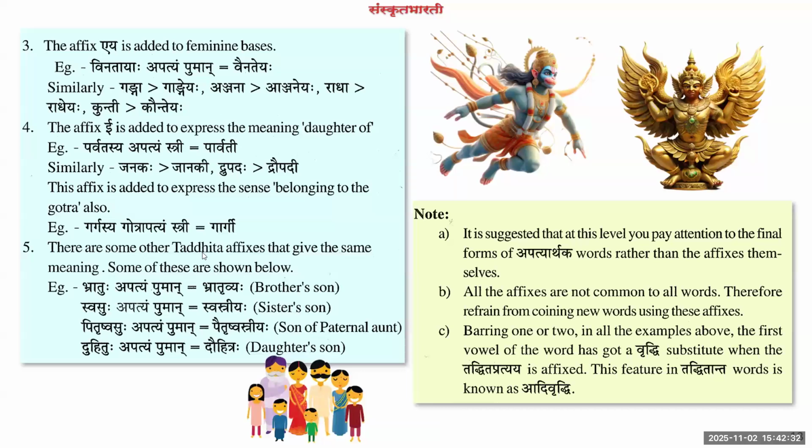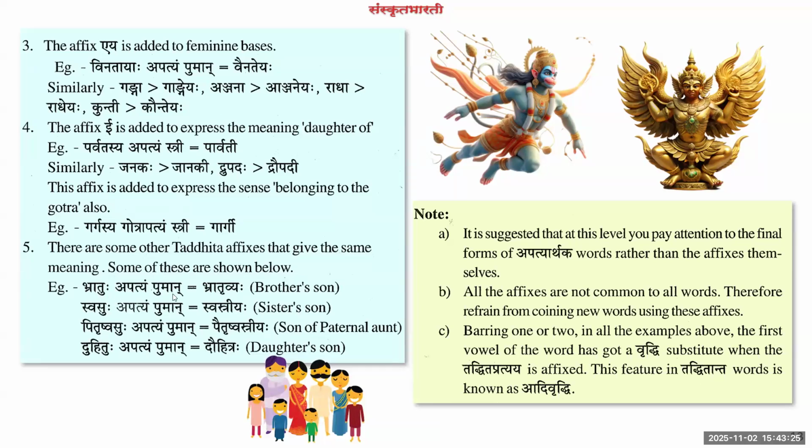All right. There are some other taddhita affixes that give the same meaning. Some of these are shown below. Bratuhu apatyam puman bratruvyah. We had seen this in examples also. Swasuhu. So you see, brother, bratru. Swasru, sister. Pitru, father. Peter is there in Latin. And then duhitru, daughter. So you can see Bratru, Swasru, Pitru, Duhitru, and see the connection to European languages there. Very clear. We can keep arguing from where to where, but it doesn't matter. Relationship. Don't worry about the direction.